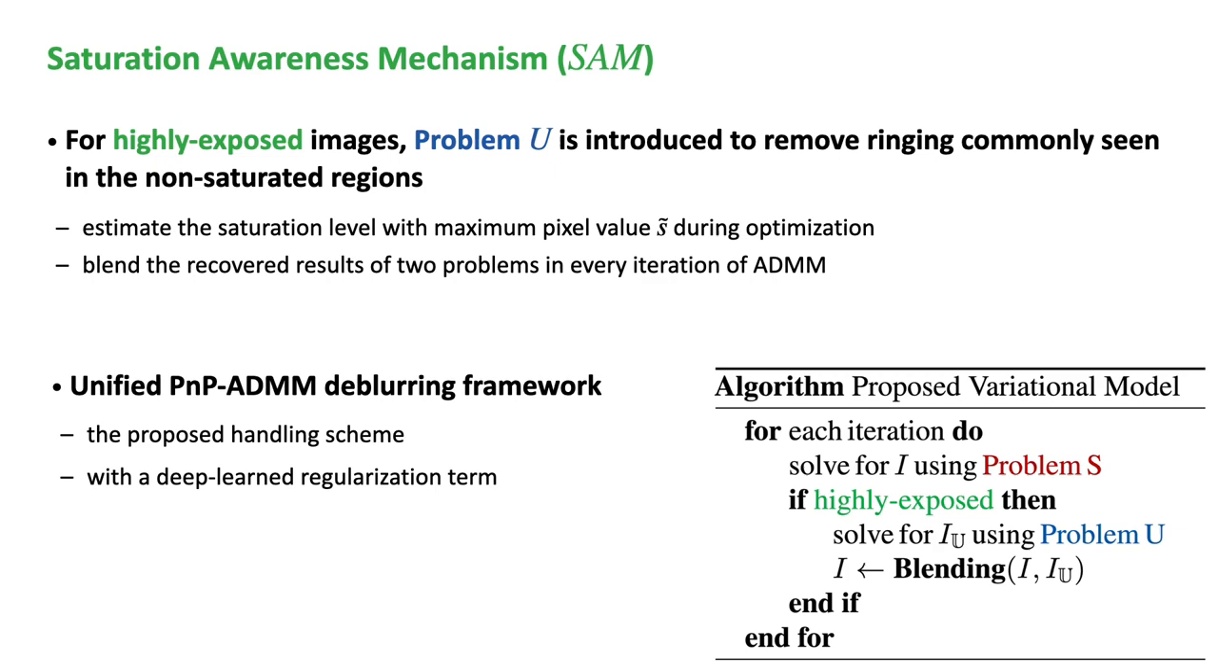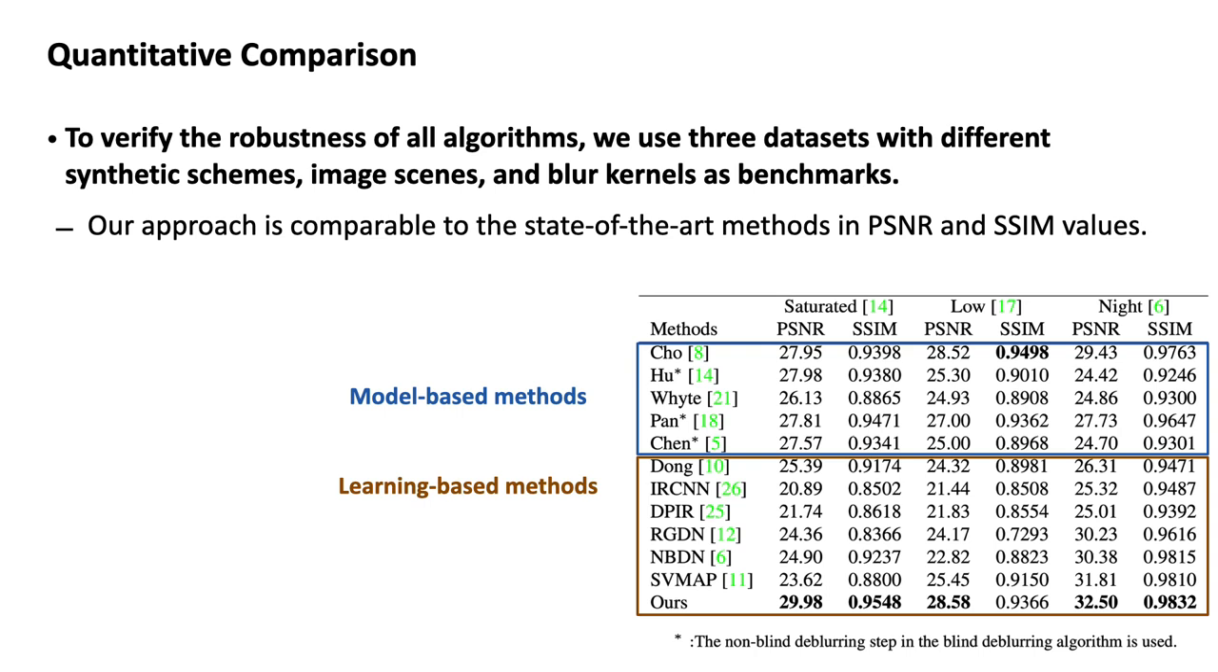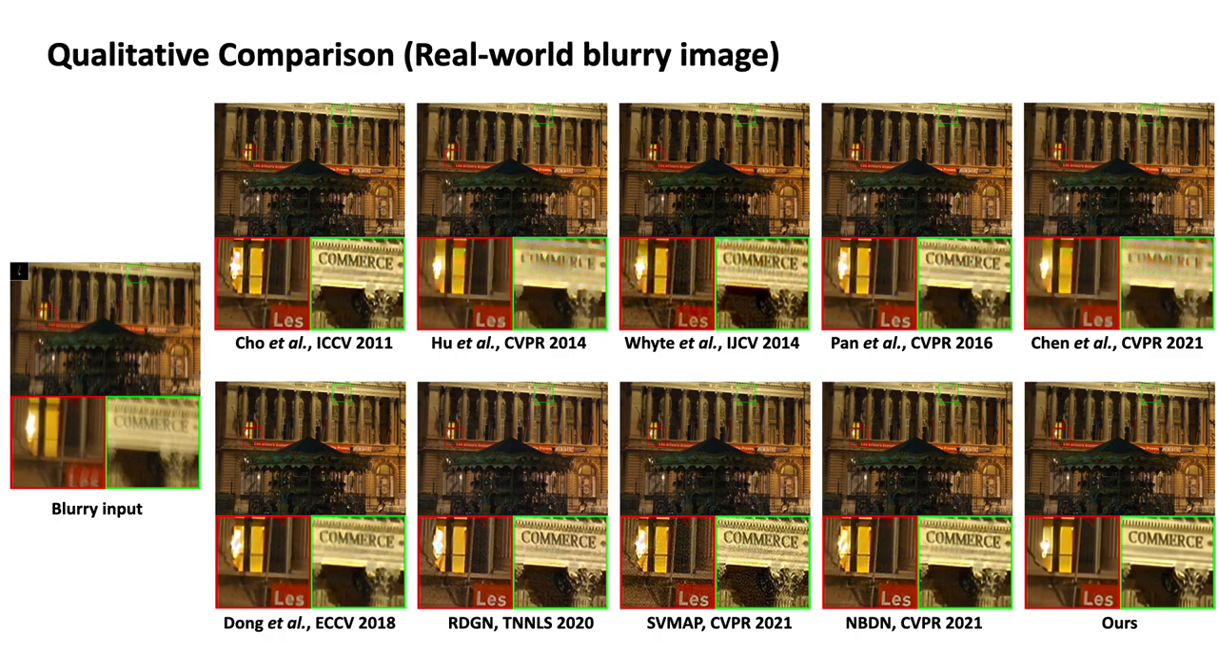For the quantitative comparison, our approach is comparable to the state-of-the-art methods in PSNR and SSIM values across three different synthetic datasets. Here is a visual comparison of a real-world blurry image. As shown in the red bounding box, our method generates deblurred results with finer image details and fewer artifacts in the saturation region.